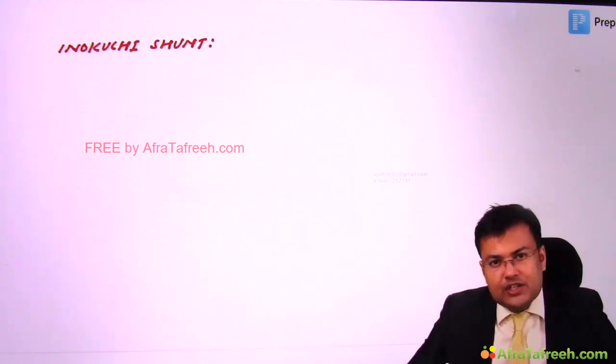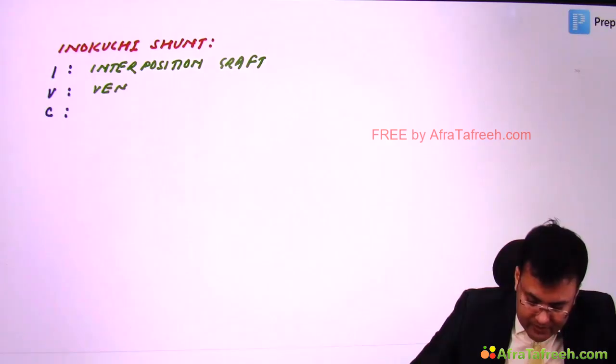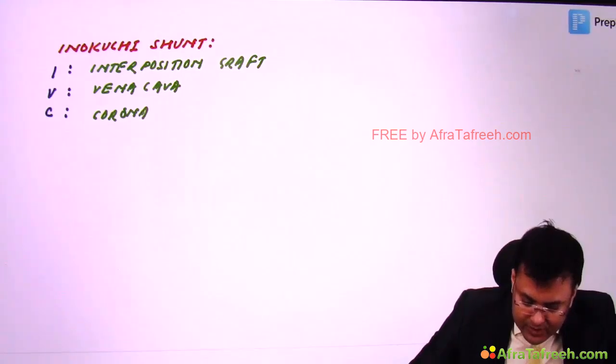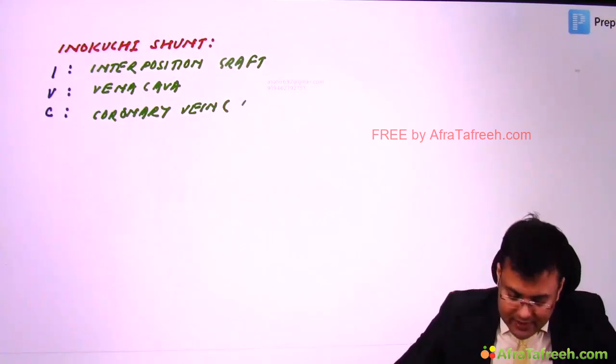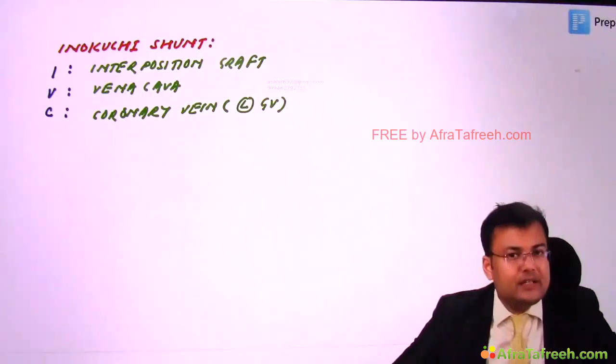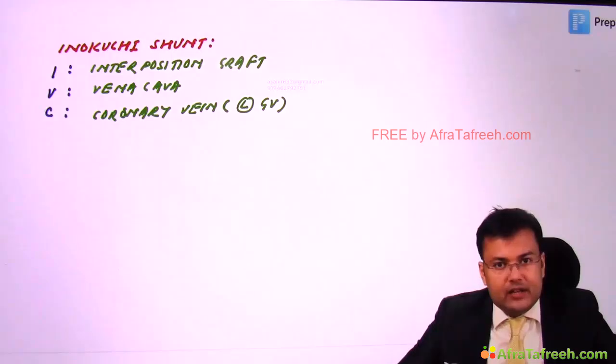How to remember Inoguchi shunt? There is a mnemonic, and the mnemonic is IVC. I means interposition graft. V means vena cava and C means coronary vein. And you must be knowing that the coronary vein is the other name of the left gastric vein, right?